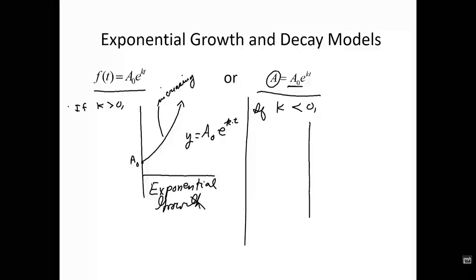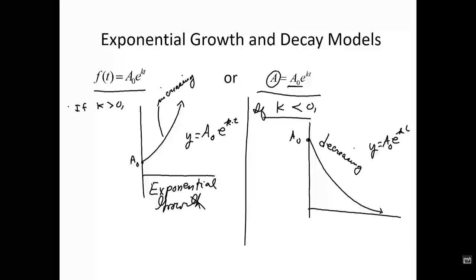Graphically, the original amount is a sub 0, and over a period of time t, the function does that. We see that it is indeed a decreasing function, k is less than 0. Again, the model would be the graph of a sub 0 e to the kt. So this represents exponential decay.